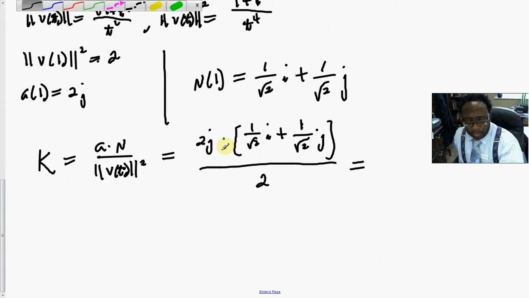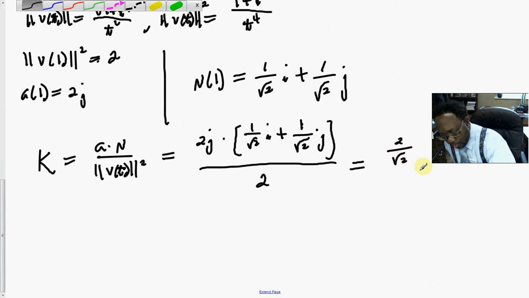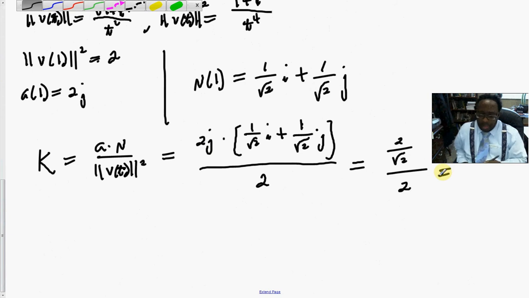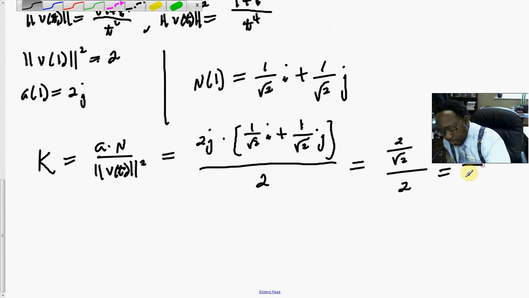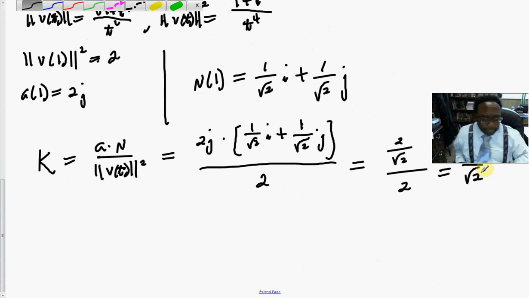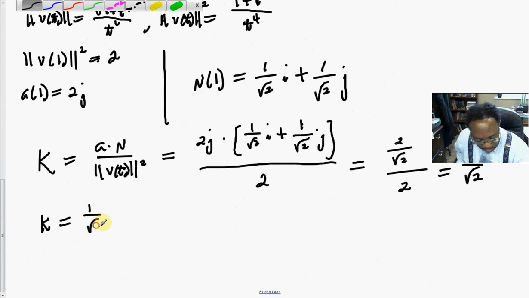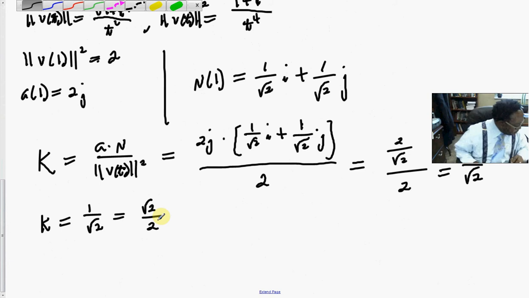So in the dot product, just the jth components would match up. So this is 2 times 1 over the square root of 2, 2 over the square root of 2, and that's divided by 2. And so this just gives us 1 over the square root of 2. So that's the curvature, if you will. You can write that as the square root of 2 over 2, doesn't matter, 1 over the square root of 2, or the square root of 2 divided by 2.